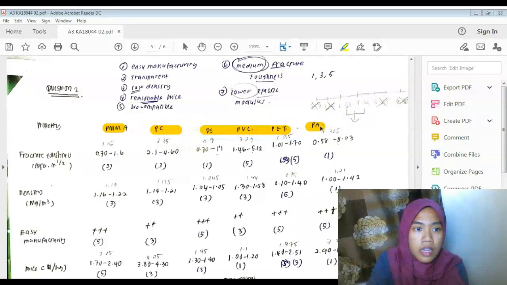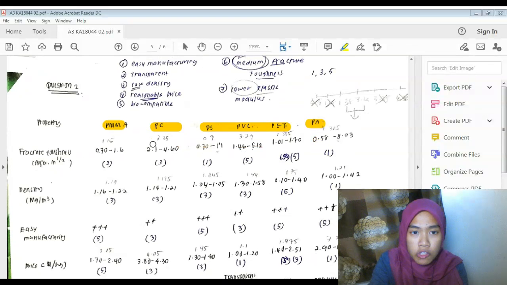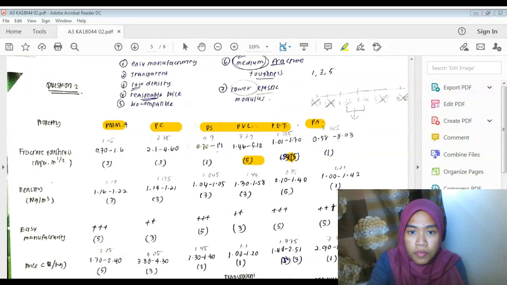For the fracture toughness, it must have a medium fracture toughness. So the highest fracture toughness and the lowest fracture toughness will get a score of 1, meanwhile the medium will get a score of 5. For the density, it must be low, so the one with the higher density will get a score of 1, meanwhile the one with low density will get a score of 5.